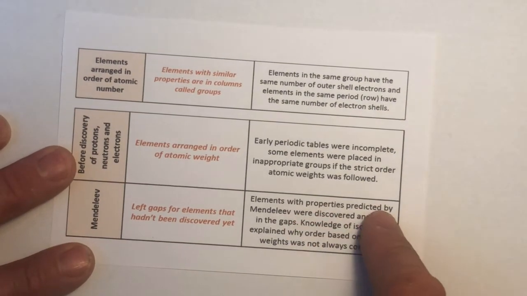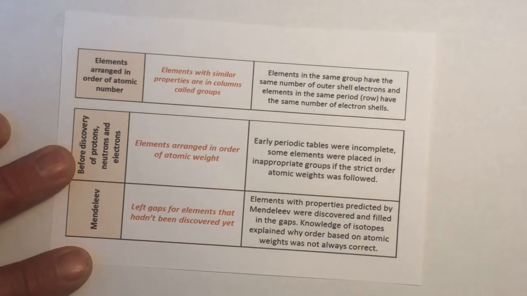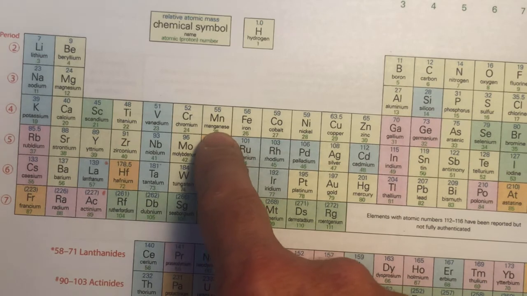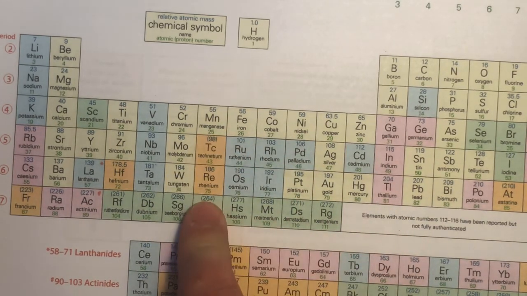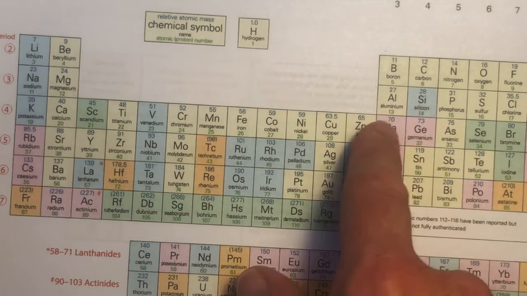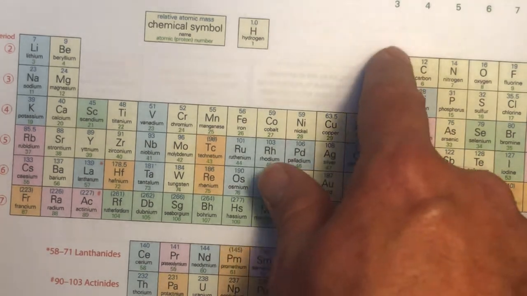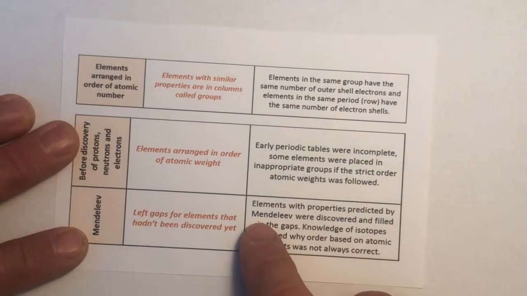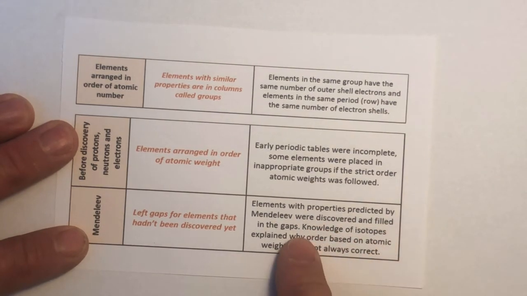The elements with properties predicted by Mendeleev were then discovered and filled into the gaps. So what he then realised was that manganese and these two here, right, they had similar properties, so then they were put into a group next to each other. Boron, aluminium, gallium, indium and thallium, right, they were also predicted to have similar properties to those. So elements with properties predicted by Mendeleev were discovered and filled in the gaps.